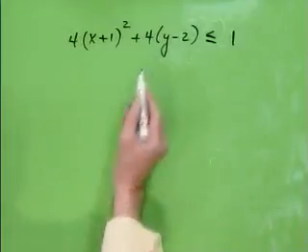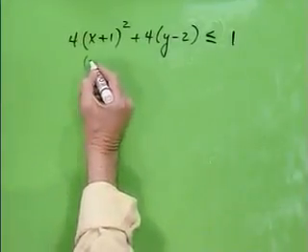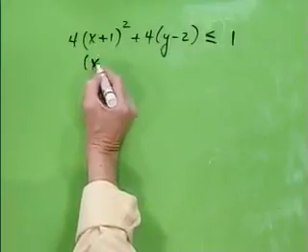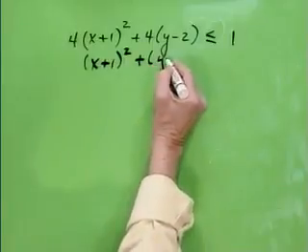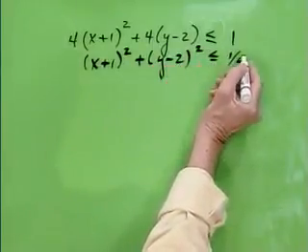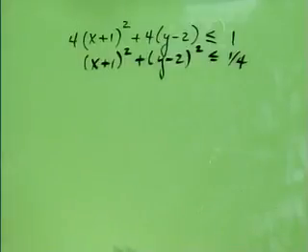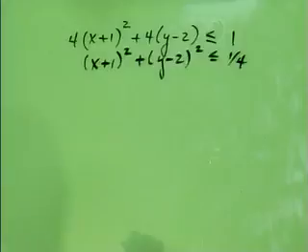Well, of course, these 4s sort of make it look different. First thing we might do is just get rid of the 4s. I'm going to divide out the 4s. So dividing by 4, I get a 1/4 over on the right-hand side. But this is beginning to look like an inequality that involves a circle.